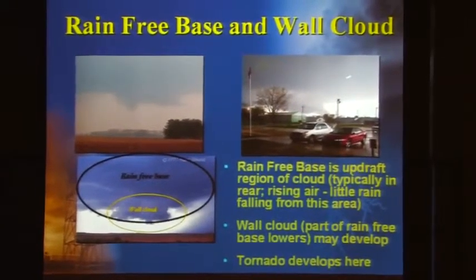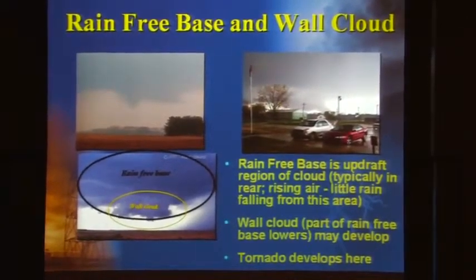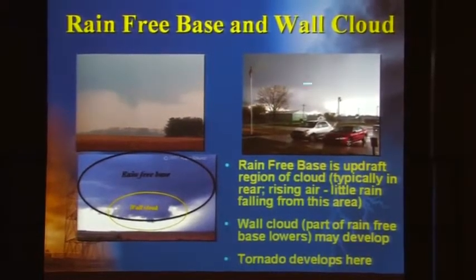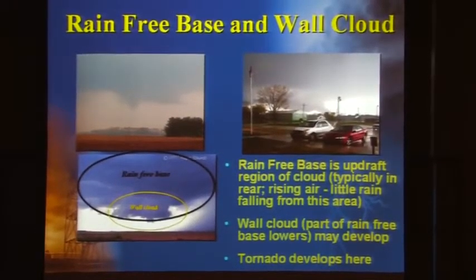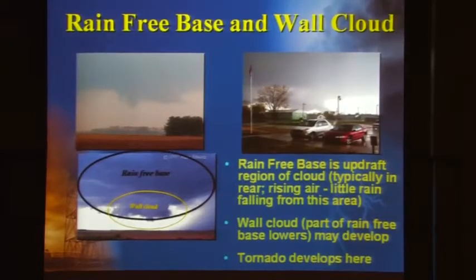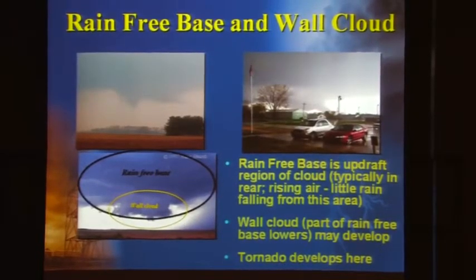And in the upper right-hand case here, the entire cloud structure that you see is rain-free updraft base. This segment right here to the right of the tree is your lowered cloud base or your wall cloud, and actually right here is the tornado that's coming out of that particular wall cloud.